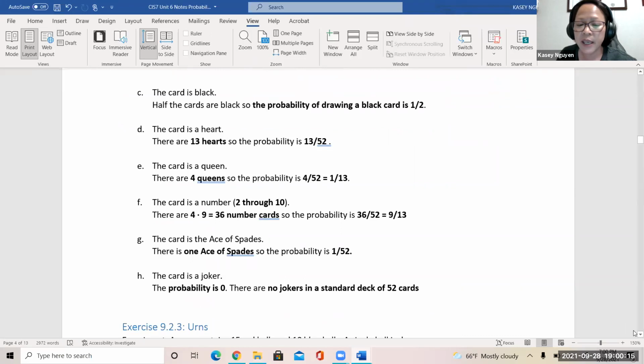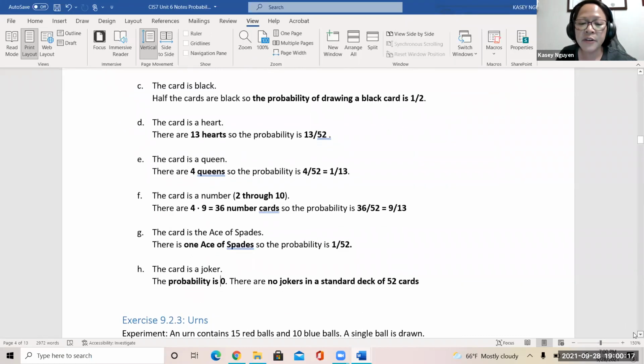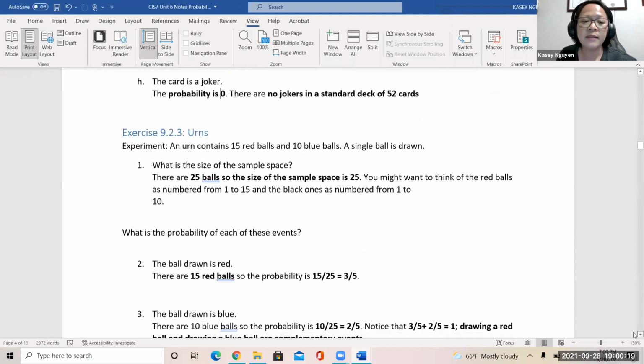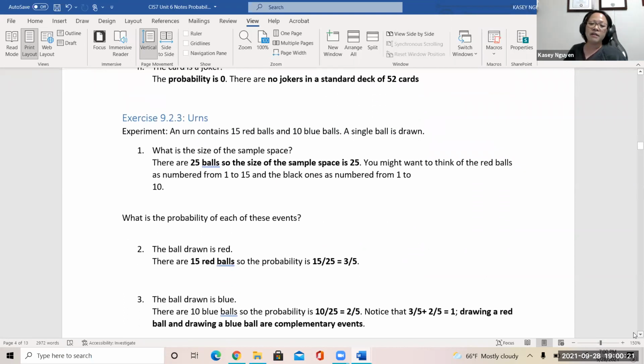So, okay. Let's look at another example before we do the next one. So here is where we're picking out the balls. We have red and blue. We have 15 red and 10 blue. So we have to think about first, determine the sample space. So I have 15 red and 10 blue. That gives me 25 because I add them up, right?